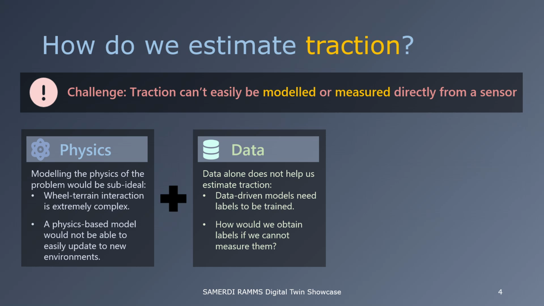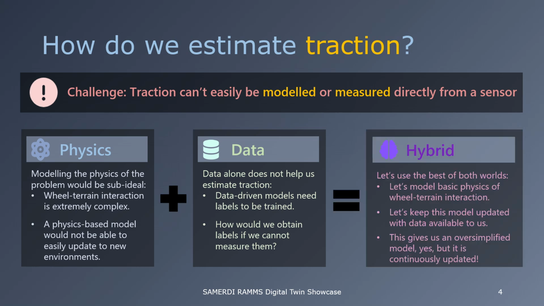But if we go and combine both these worlds in what we call a hybrid approach, then we stand a chance. So what we do here is we model the physics, the basic physics of the wheel-terrain interaction. And then furthermore, we keep the model updated with the data we collect on the machine. And this may give us an oversimplified version of reality, the simple physics model, but remember it's now continually updated with data, so it remains accurate.